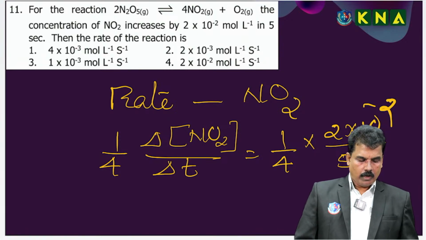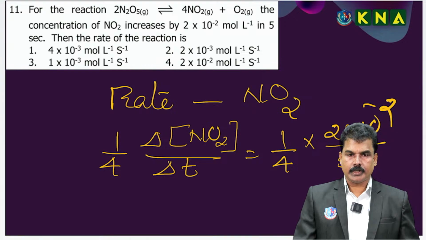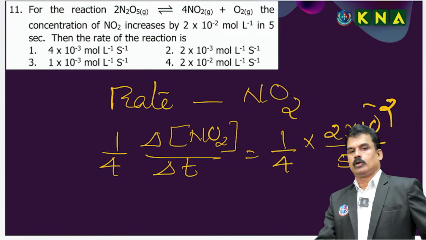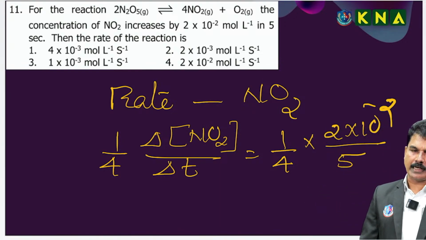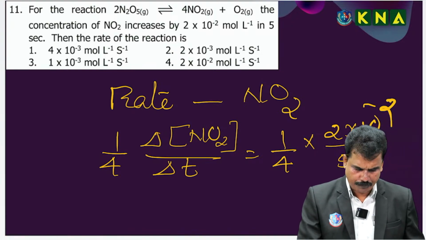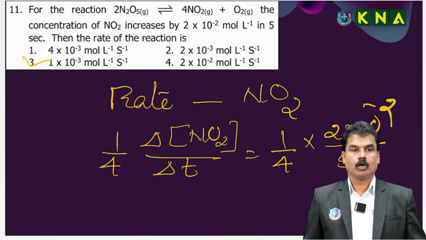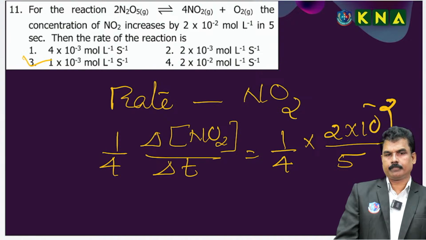Okay. So you are getting 5 into 4, 20. Upper 20, 2, 2 cancelled. Upper 10 to the power minus 3 in the numerator. That is 10 to the power minus 3 mole liter inverse second inverse. What will be the correct option? Third one will be the correct option, 1 into 10 to the power minus 3.